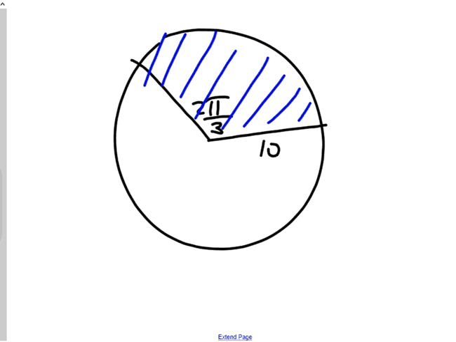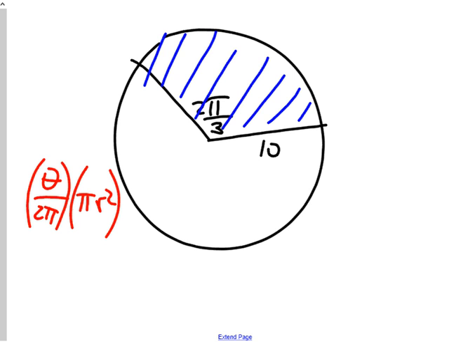So the area is some part of pi r squared. And you could say it in degrees, but I told you that you might want to know how to do that in radians. So then it would be the angle out of 2 pi times pi r squared. Well, I know some of this stuff. In fact, I know all this stuff. I know theta, which is 2 pi over 3, over 2 pi.